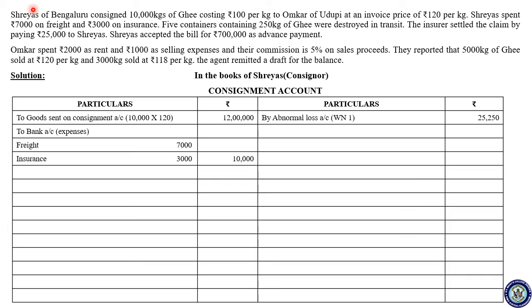Next, you received 25,000 from the insurance company, which you have to take in the abnormal loss account. Accepted the bill, that you have to take in the consignee's account. Omkar spent, so these are expenses incurred by Omkar. So it is to Omkar account. The expenses are rent and selling expenses.